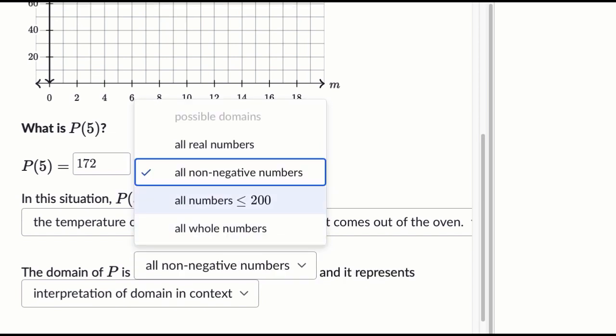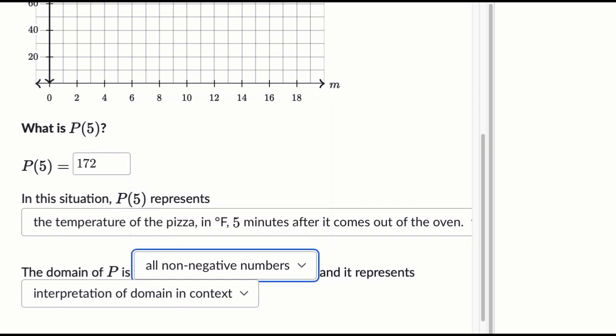All numbers less than or equal to 200. No, we could, in theory, think about, well, what is the temperature of this pizza after 201 minutes? We could put that into that original equation that I just used. And it's not just whole numbers. We could put after 5.5 minutes, we could put that in there into that equation we just used. So it's all non-negative numbers.